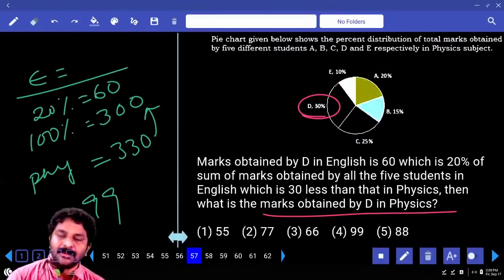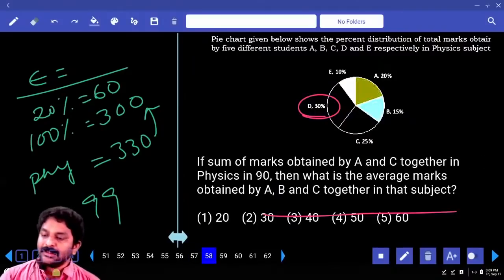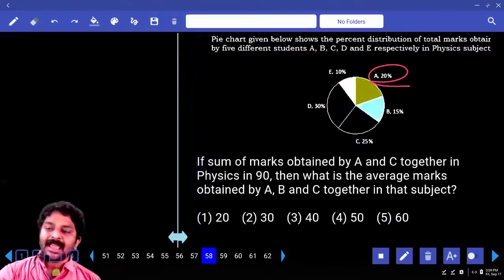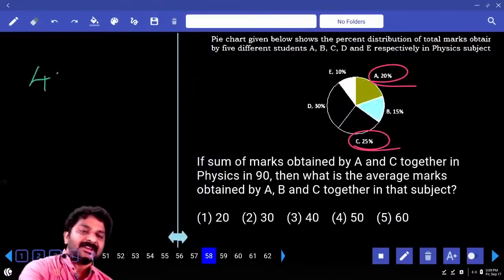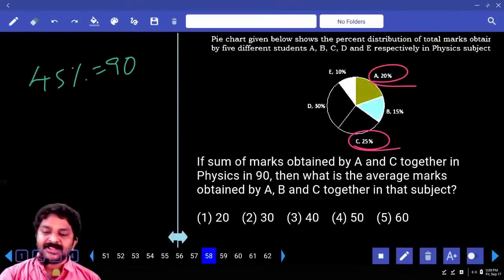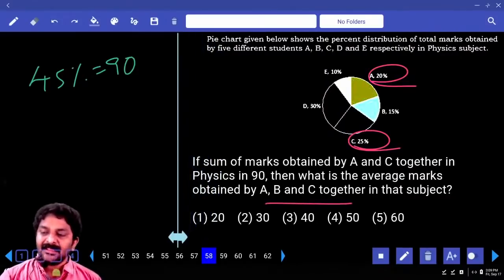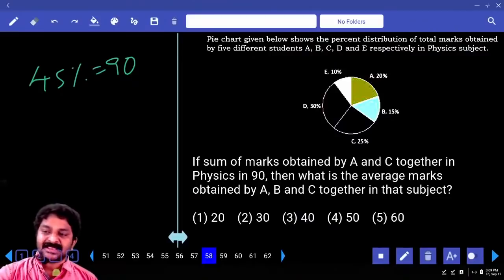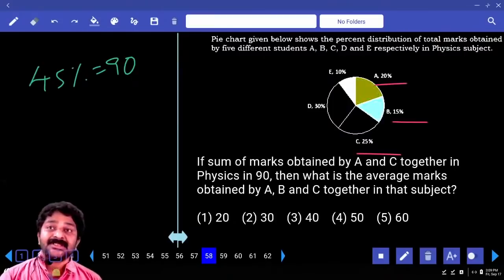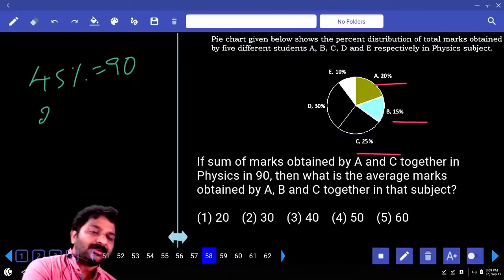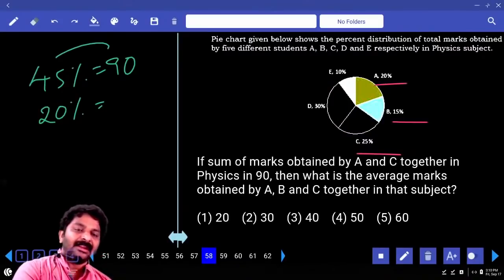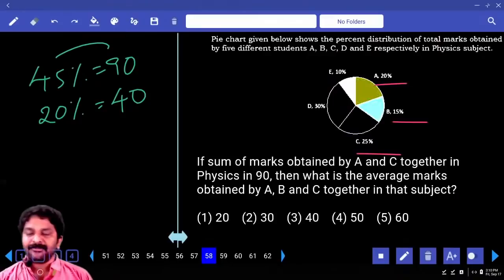Clear? Come on. The sum of marks obtained by A, C together in physics is 90. A and C in terms of percentage is 45%, which is equal to 90. What is the average marks obtained by A, B, C in that subject? A plus B plus C, 60. Average by 3, 20. 20% is equal to how much? 45 is 90, so 2 times 90, 2 times 40. Third option answer.